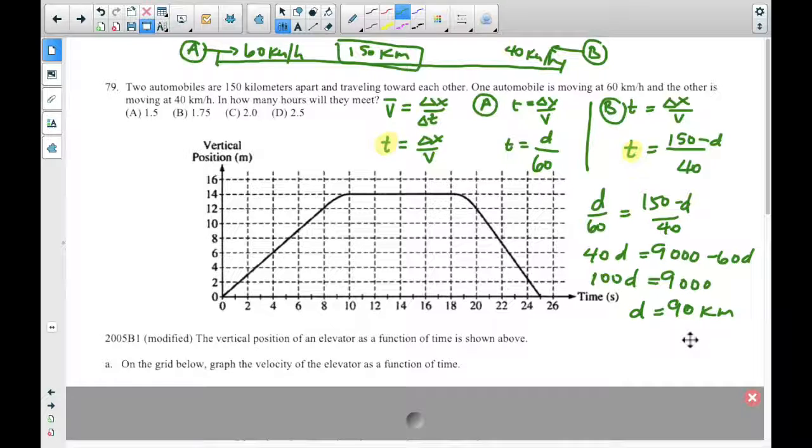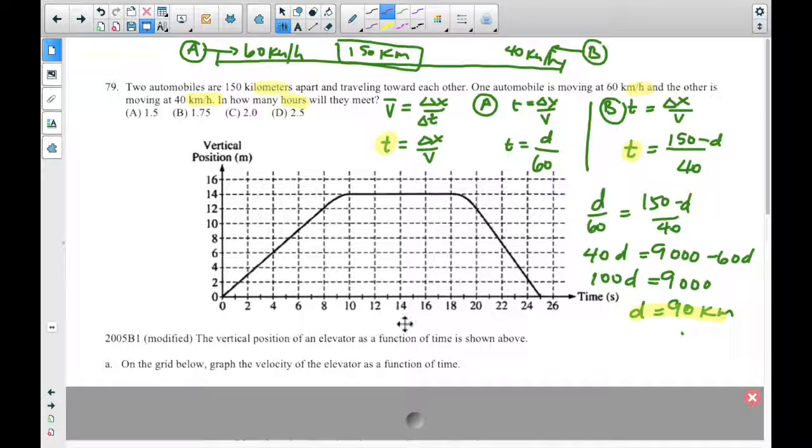Now let me talk about units for just a second. Typically we use meters per second. That's our SI unit for velocity. We have kilometers per hour, but we don't need to change our units, because this question is asking about hours and everything's in kilometers per hour. So we can stick with kilometers per hour. So I get that the distance is 90 kilometers.